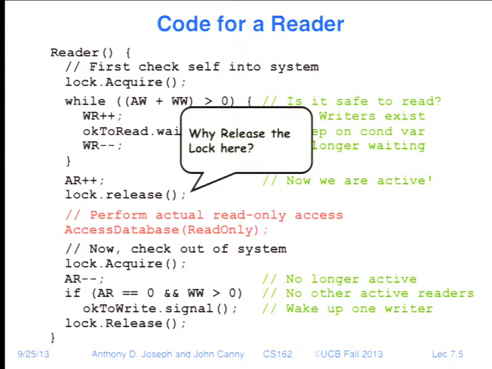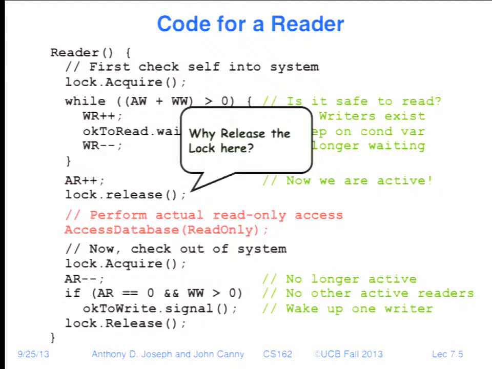Well, it's not really a Mesa versus a Hoare monitor question. It's a question about allowing the other threads to figure out what's happening. Does that make sense? So what we're actually locking here is the state variables. We want to allow a reader to go in and do a read and another reader to get through here and do a read at the same time. Yeah, exactly. The database is not changing, so we don't need to lock it. Specifically, we want to allow other readers to get through all of this without getting stuck. So we want to synchronously update the state of readers and writers.